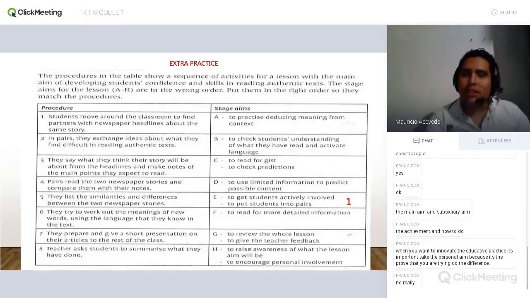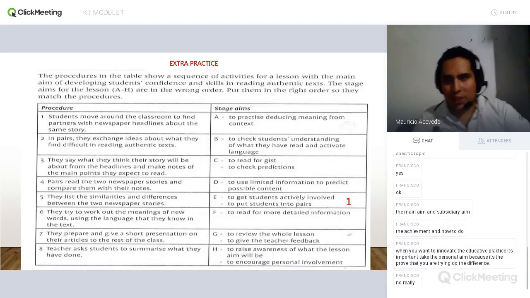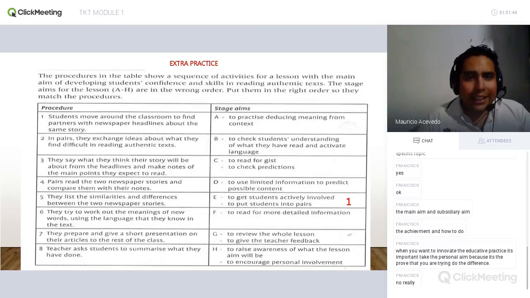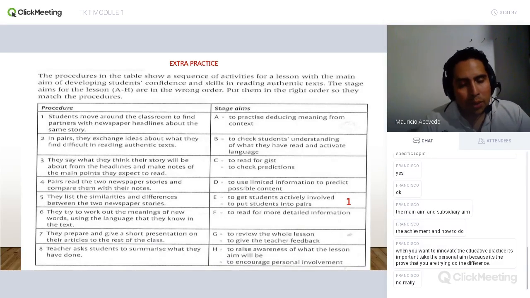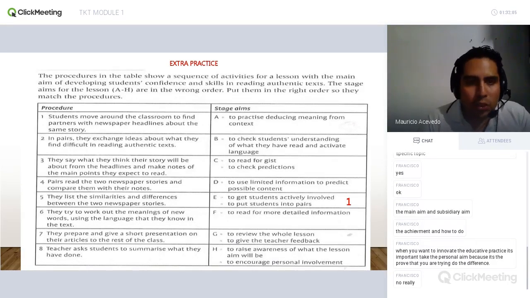Not really. All right, so now let's do an extra practice, Francisco. Okay, I'm going to read instructions and I'm going to explain it to you. And in case of having doubts, please let me know. The procedures of the table show a sequence of activities for a lesson with the main aim of developing students' confidence and skills in reading authentic texts. The stage aims for the lesson from A to H are in the wrong order. Put them in the right order so they match the procedures.